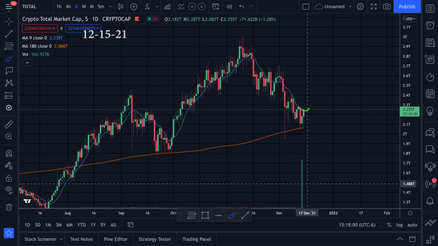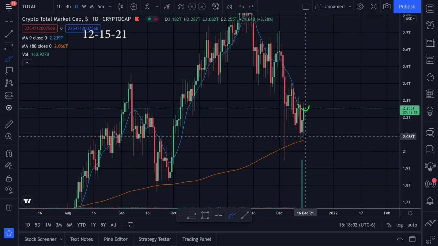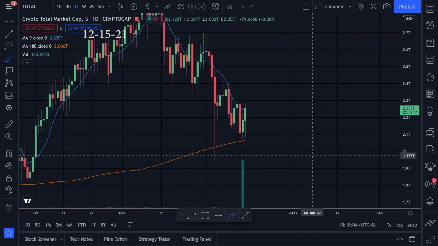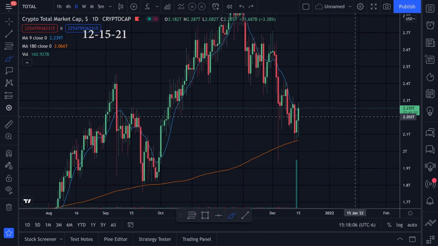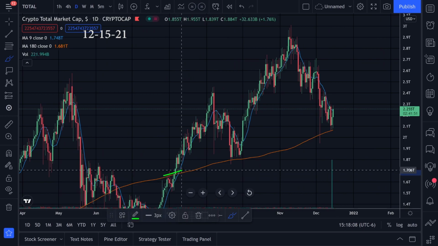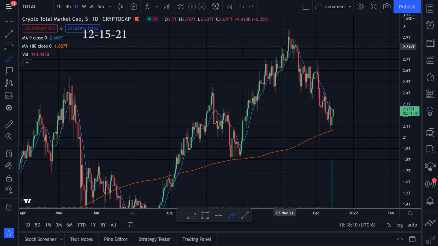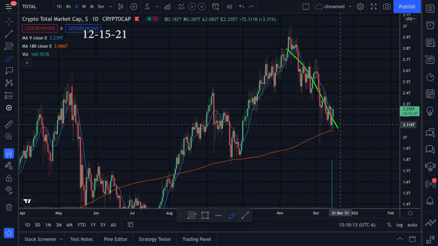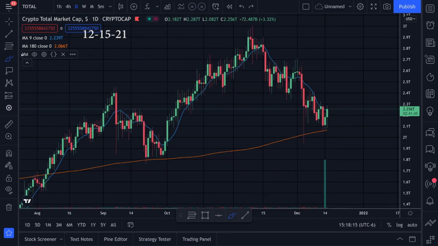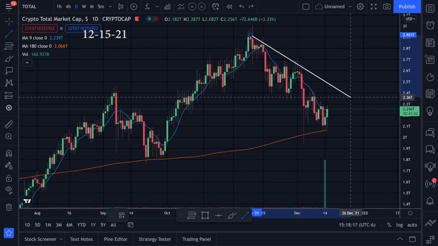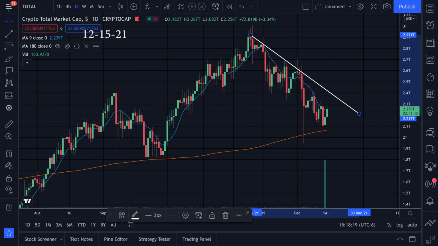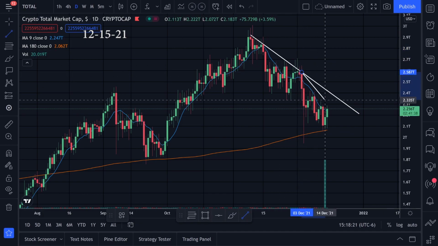As you can see too, we have this big old huge green candle right here that we got yesterday. So that looks like a pretty good sign. And if you look, we have this 180 moving average, this orange line. We came down, got support on it, and it looks like we're bouncing off that. So like I said, the main thing I'm probably watching is this downtrend right here. And then we have another downtrend right here.